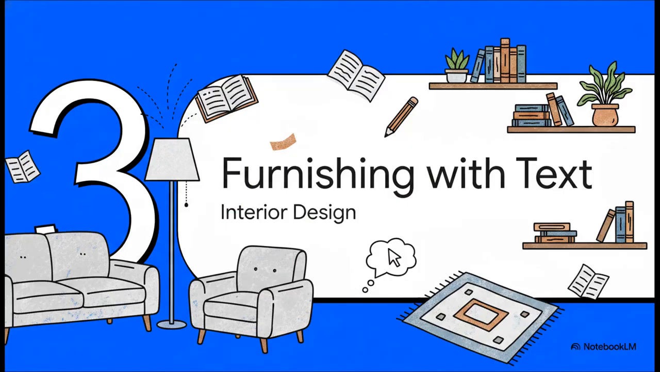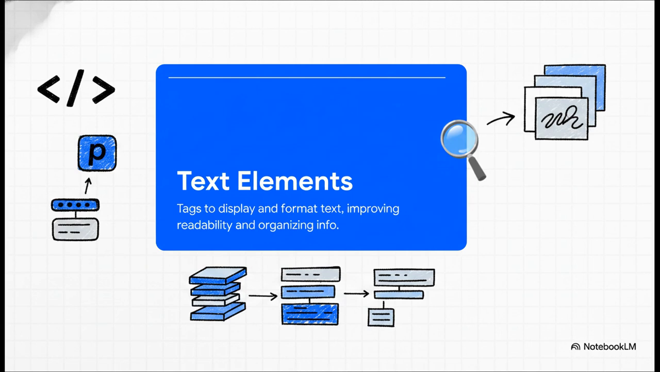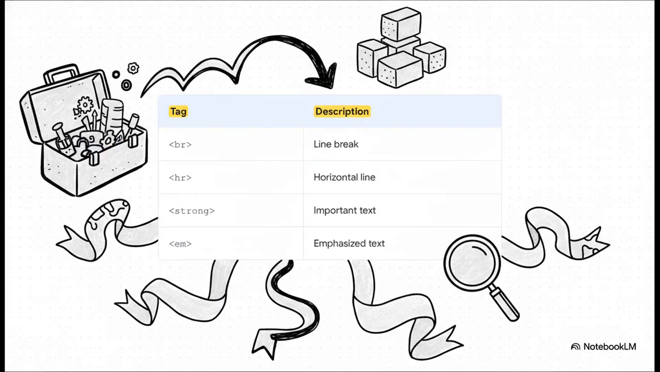All right, Section 3, furnishing with text elements. Now that our digital house has walls and rooms, we get to start decorating. While block elements are your physical structure, text elements are totally the interior design. They don't build new rooms, but they make the content inside those rooms readable, engaging, and perfectly structured for whoever is visiting. We really have an incredible toolkit of text elements at our disposal.